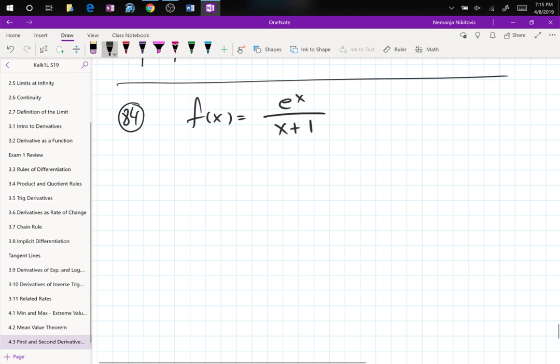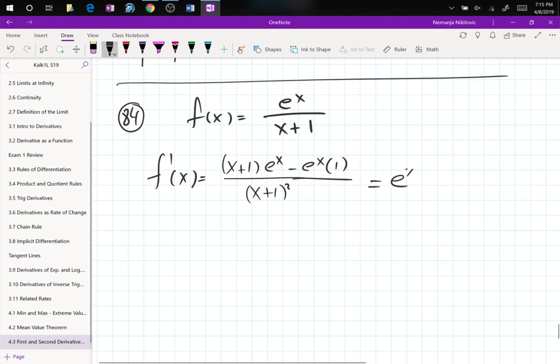So, the first derivative, I can use the quotient rule, we can also use logarithmic. So, x plus 1 squared, x plus 1, then e to the x minus e to the x times 1. Now we can kick out e to the x in front, and then over here, what do I have? I have just x over x plus 1 squared, right?